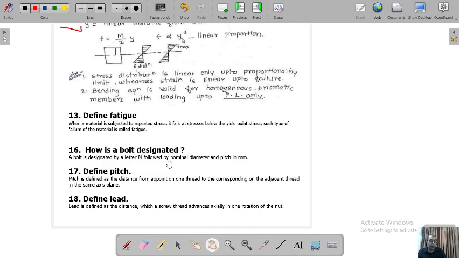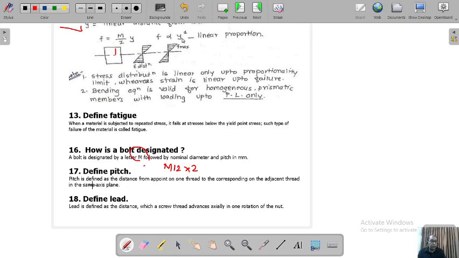How is the bolt designated? The bolt is designated by the letter M, followed by the nominal diameter and pitch in millimeters. For example, if I say M12 into 2, it means the diameter of the bolt is 12 and the pitch is 2 millimeters.